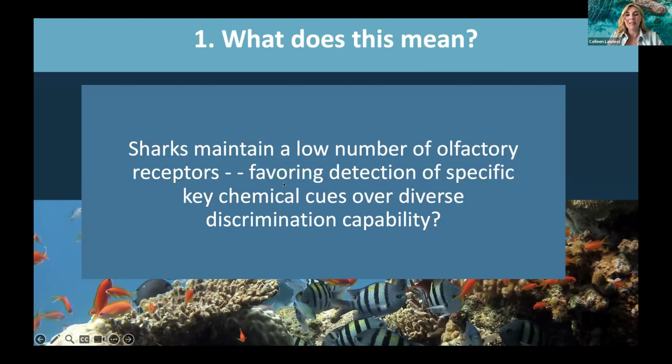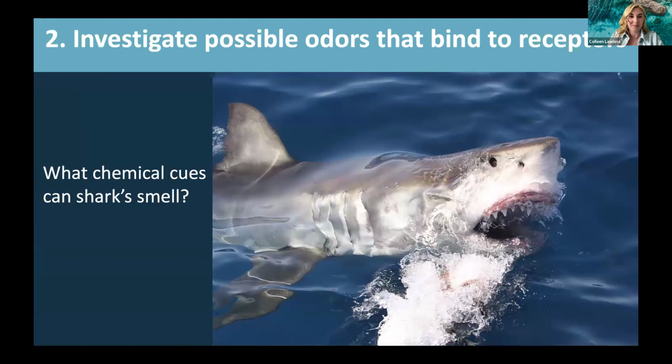However, I wanted to identify specific chemical cues that they may favor over discriminatory capability. So my next part is, okay, they have a really small number of olfactory receptors, but what chemical cues can they actually smell?